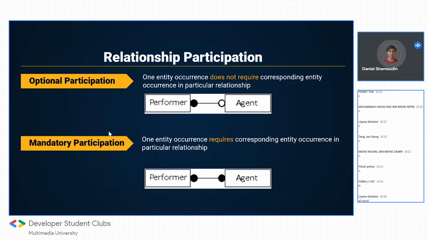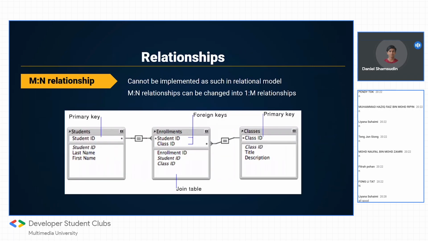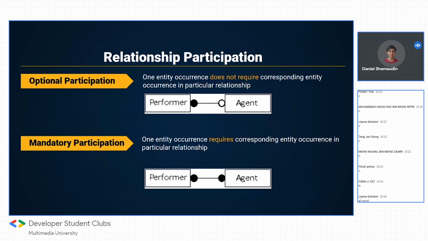Next up is, apart from the relationships that I've explained just now, the one to many, many to many, many to one, one to one, you also have to know the relationship participation rule. So what's this basically talking about? What is this optional, mandatory? What's this funny black circle and then hollow circle, performer, agent and stuff?